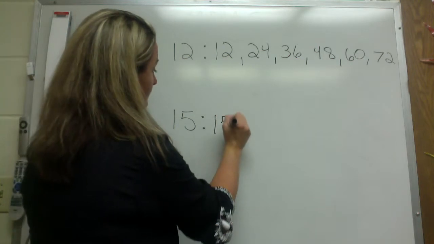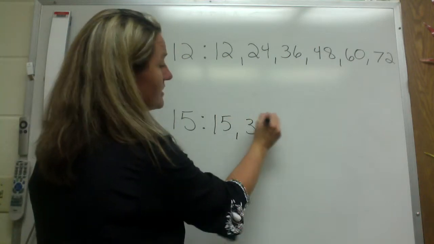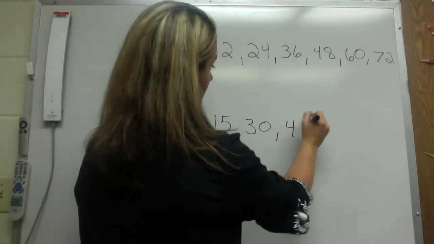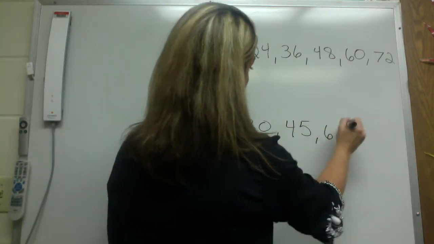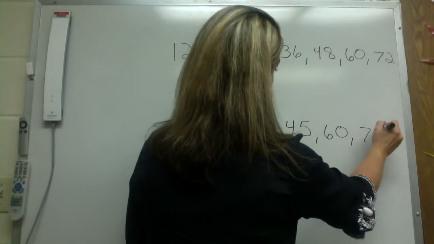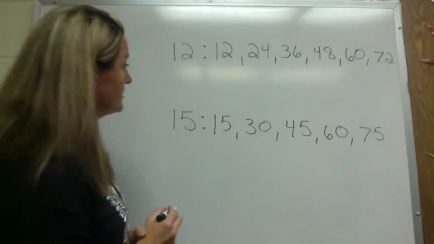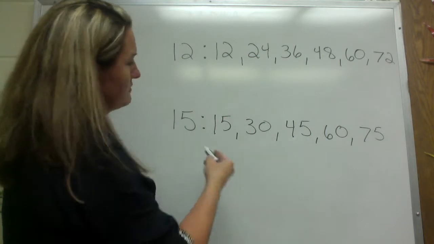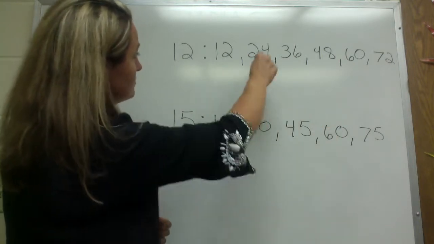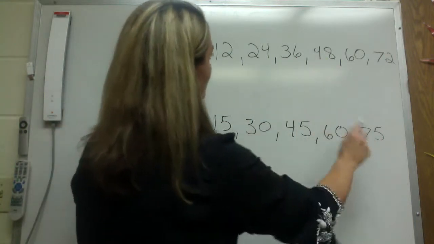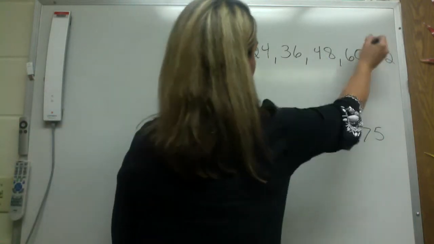Let's go ahead and do 15. Again, these are all numbers that 15 is a factor of. Well, let's just start. They're about the same numbers. 12. Is there a 12? No. 24? Nope. 36? Nope. 48? Nope. 60. Yep, this is it.